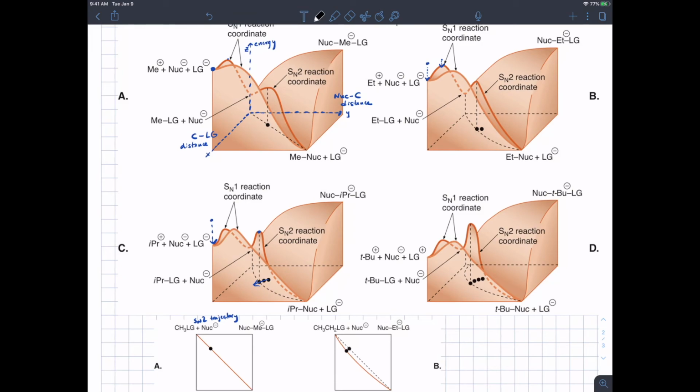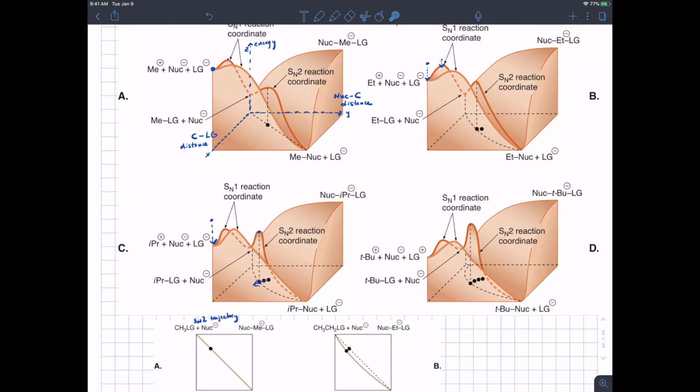You'll recall that the y-axis here was the distance between the nucleophile and the carbon of the alkyl halide. Here is the distance between the carbon and the leaving group, and a perfect SN2 reaction would just go straight down the diagonal. Leaving group leaves as nucleophile comes in.